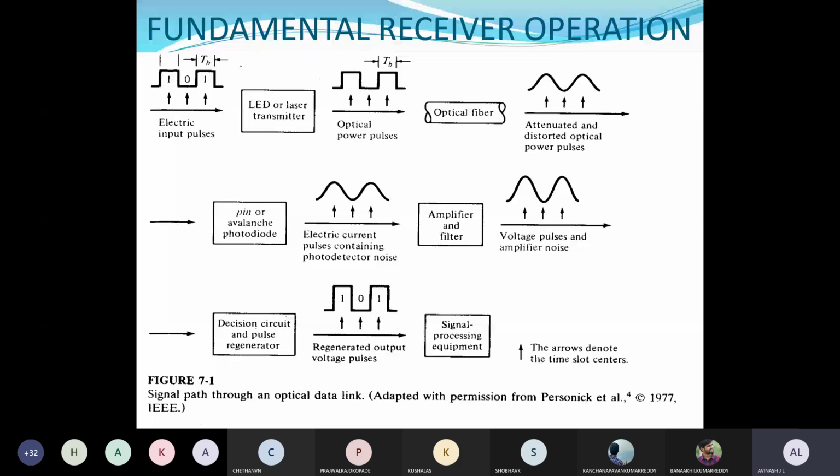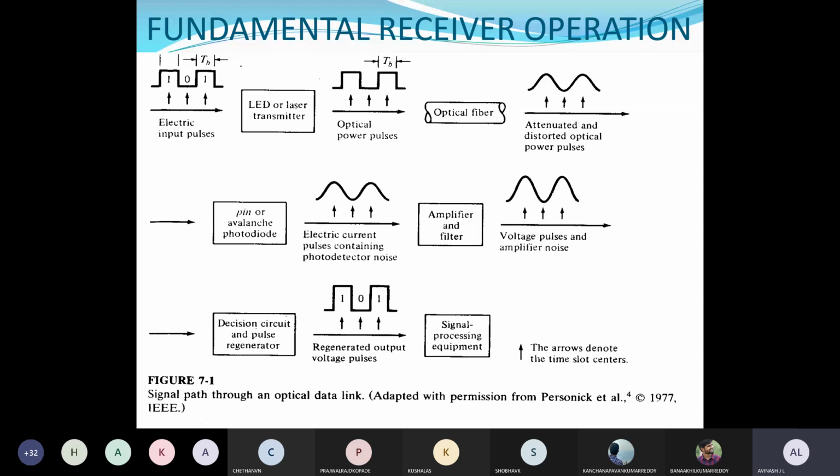So now, electric current pulses containing the photodetector noise. Okay, you can see in the second row, the first wave, after the pin diode block, the wave is there. So that is the generated pulses, the electric current pulses containing the photodetector noise. Then we pass those generated electric current impulses to the amplifier and filter.